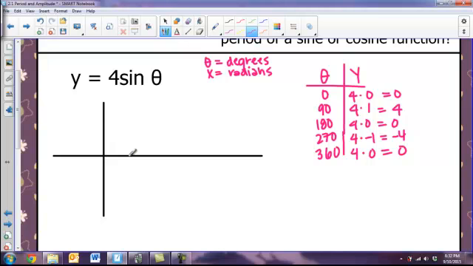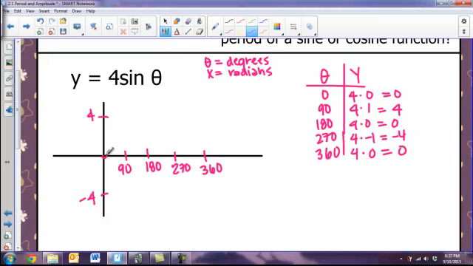So I'm going to take those points and graph them. I have 0, 90, 180, 270. Did I lose one? No, I didn't. Okay, and then I'm going to plot those points. But first of all, I need to figure out where my high and low are. My highest point on here is 4. My lowest point is negative 4.